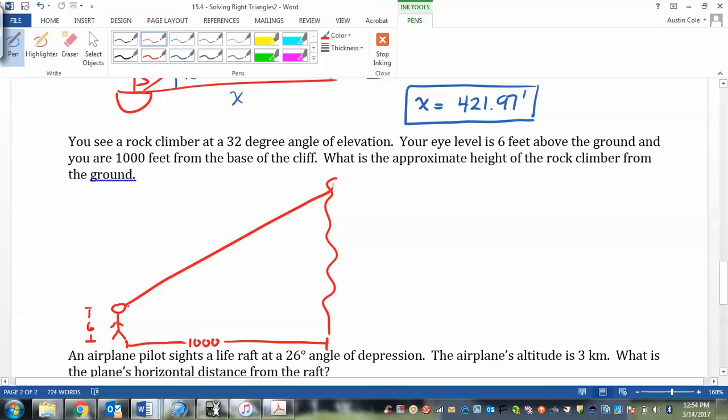Now, would you guys agree that when I make my triangle, I'm going to make my triangle from my eyes? Yeah. Okay, so this then is 1,000. What if you lean forward a bit, huh? Just kidding. Not a big deal.